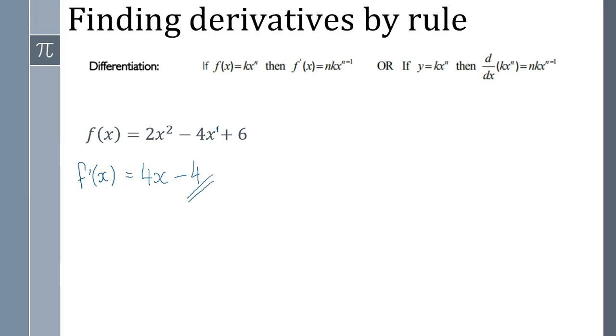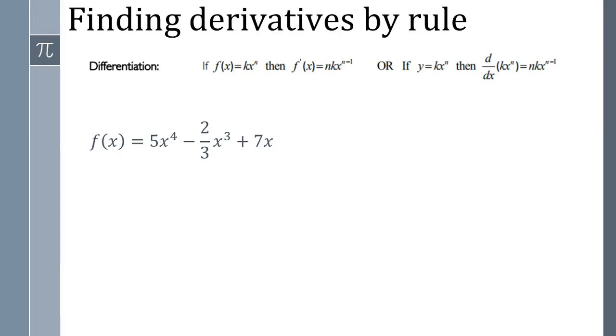Can you see how much quicker this is than first principles? First principles, we'd have to do that f of x plus h. We'd have to expand that out and do all that cancelling. So rules are much quicker once you get your head around them.